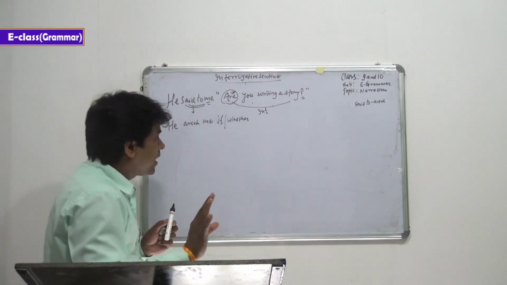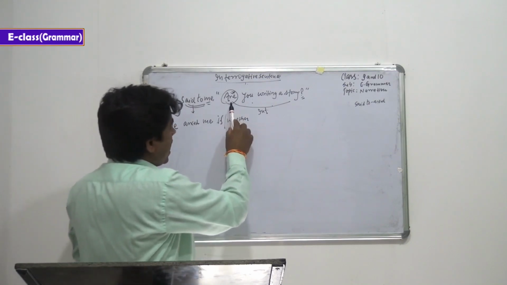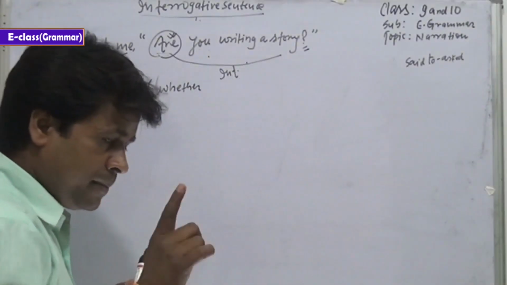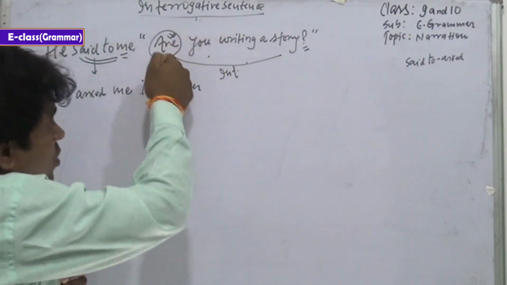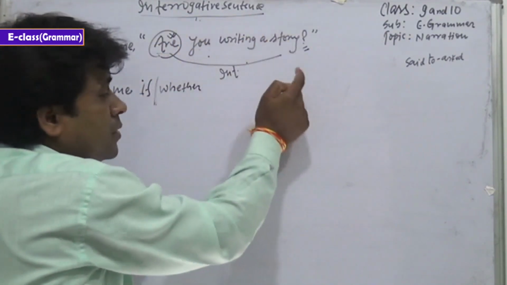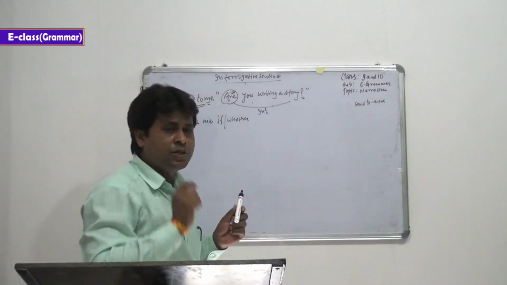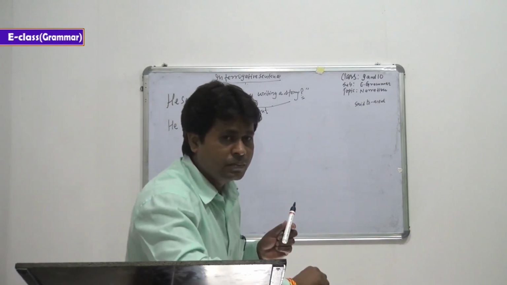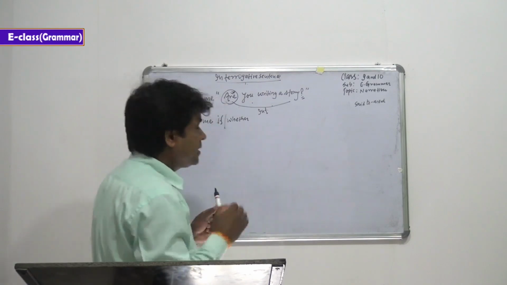Is it clear up to here? Okay. Then, let's see. Are you writing a story? It is an interrogative. Now you have to convert this interrogative sentence into assertive, a statement. This is the most important work to be done. So how will you change this into assertive, a statement?